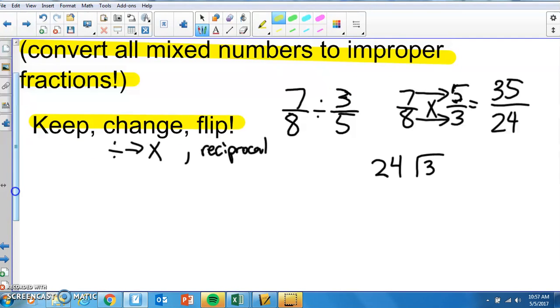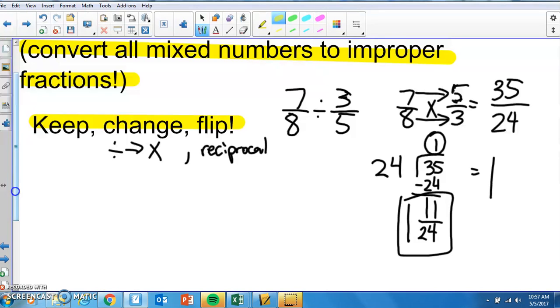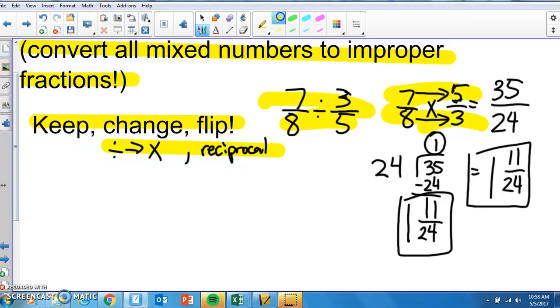If you need to, go off to the side. 24 can go into 35 one time. And you do the math, you get 11. So our whole number is a 1. I'm going to drop that 1 down and bring the 24 down as my denominator. So our answer is 1 and 11/24ths. So if you'll copy down this information, the example here, so that you'll have it to refer to.